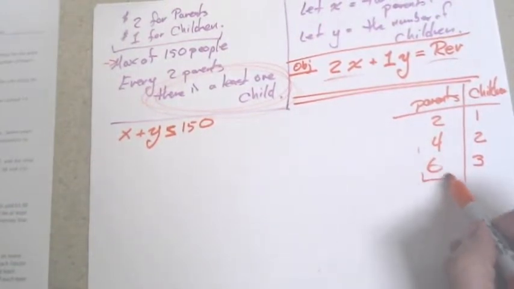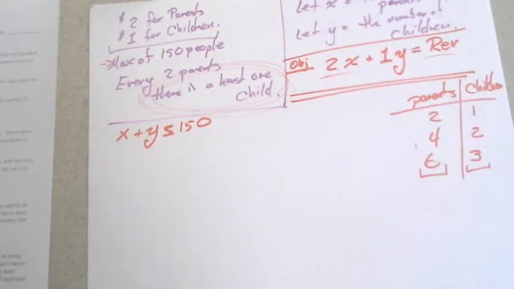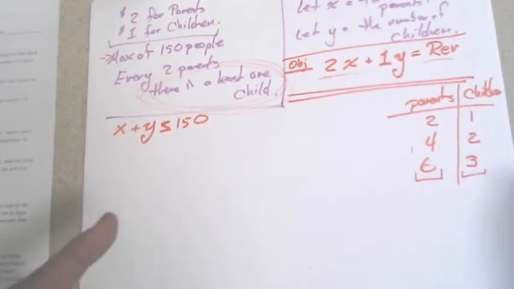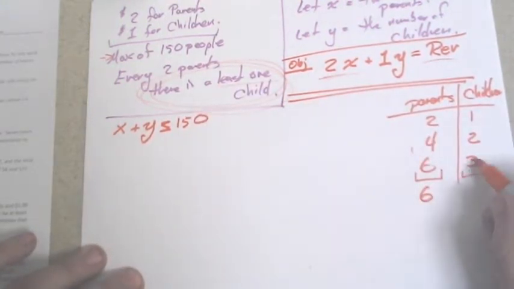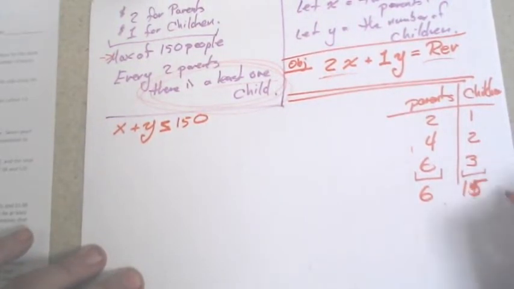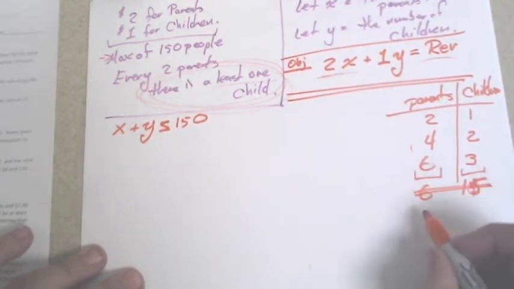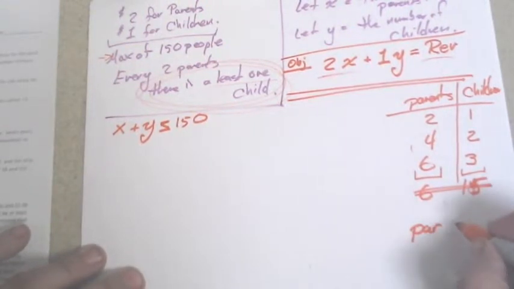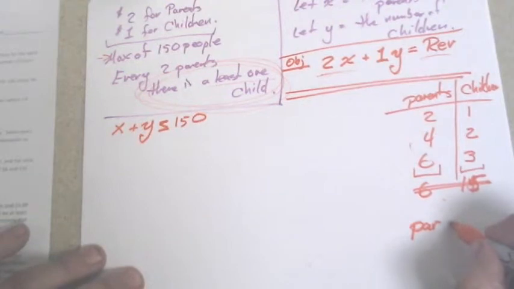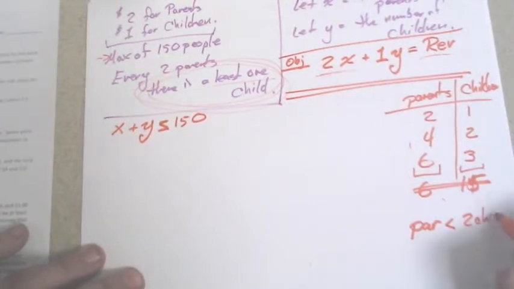So notice the number of parents is twice the number of children. But we can have more children if we want. So there's at least 1 child. So we could also have 6 parents and 4 children, or 5 children, or heck, 15 children. You can have all the children you want. But the number of parents, I'm going to use P for a second here, the number of parents has to be at least 2 times the number of children.